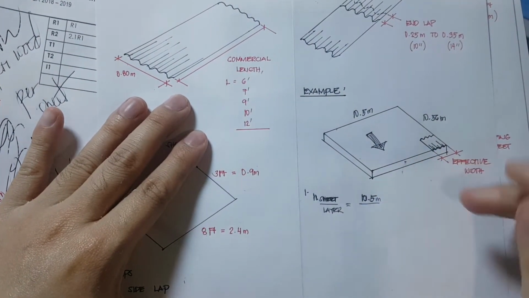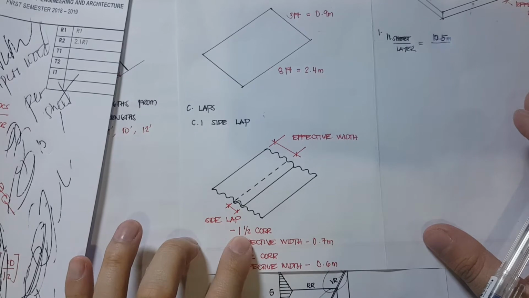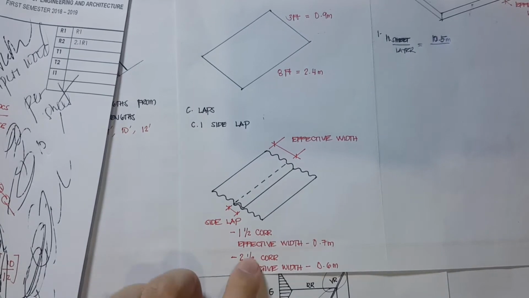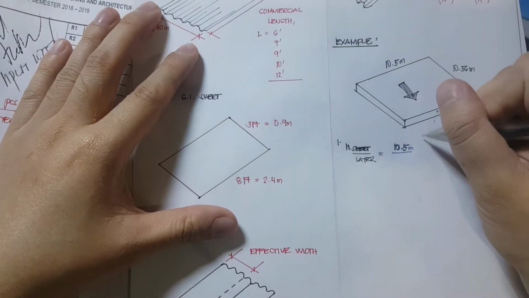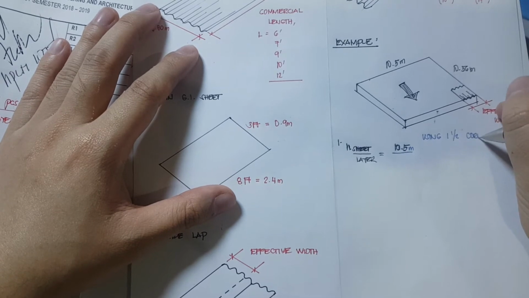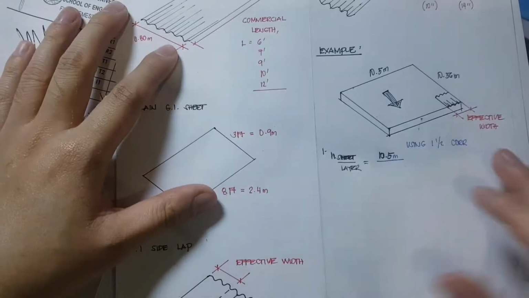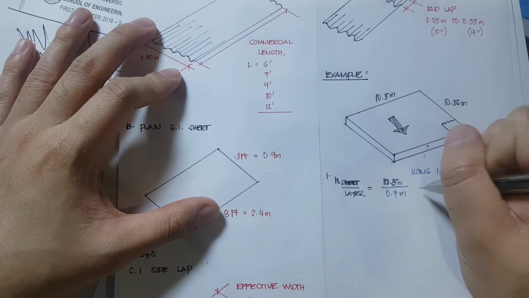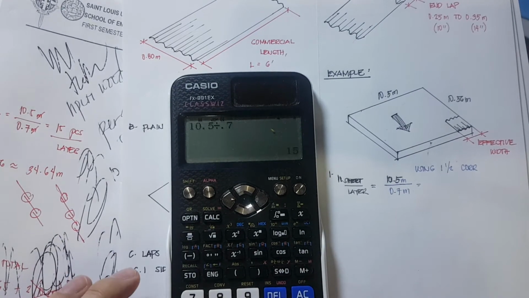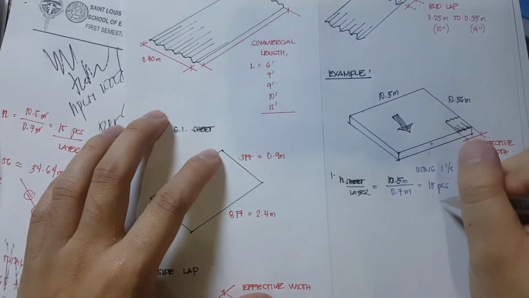divided by, not the commercial length, but the effective width. We can use either the 1.5 corrugated or the 2.5. For our case, to be more economical, we will be using 1.5. So using 1.5 corrugation, we have 10.5 meters divided by the effective width of 0.7 meters, and that is equivalent to 15 pieces. So we're going to use 15 pieces.